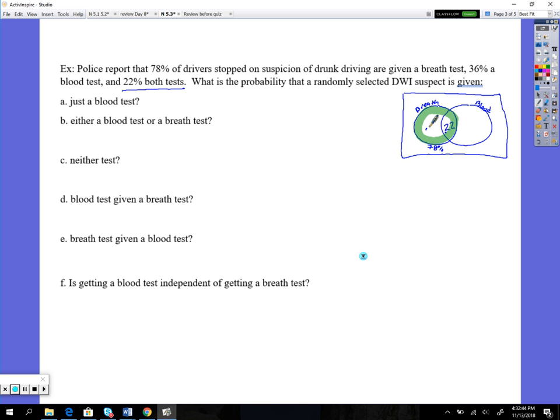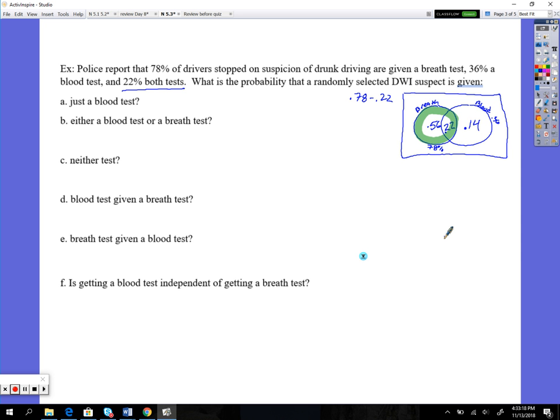That entire circle has to add up to equal 78%. A very common mistake is to just put 0.78 right there and to put 0.36 right there. But if you add up those probabilities, it's going to go over 1, and that is a no-no. So to figure out this piece here, you have to do 0.78 minus 0.22, and when you subtract that, you get 0.56. Similarly, the blood circle has to equal 0.36, so 0.36 minus 0.22 should give you 0.14.